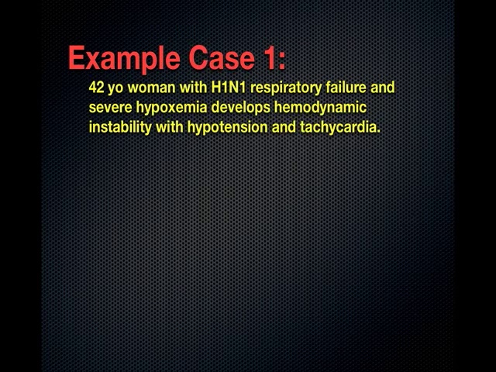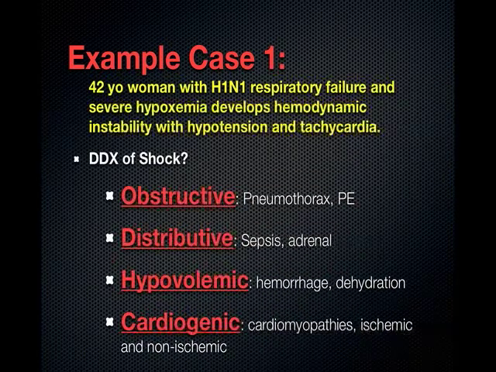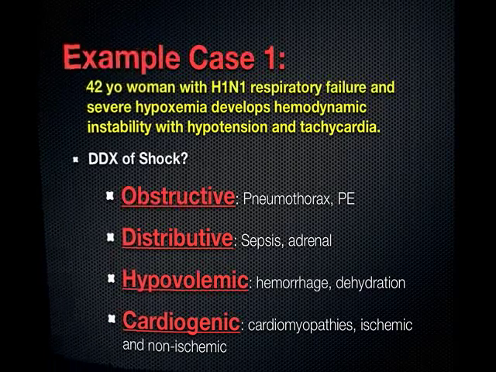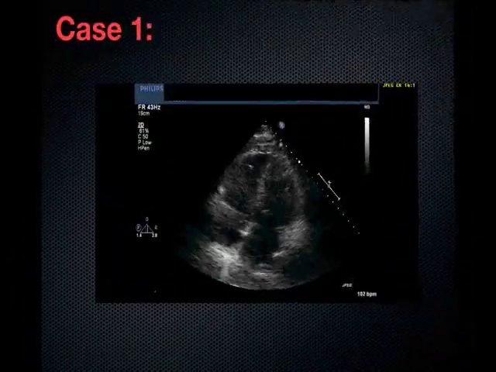A 42-year-old woman back in 2009 with H1N1 respiratory failure, severely hypoxemic. She was on 100% FiO2 with a PEEP of 18 on inhaled nitric. She developed hemodynamic instability, hypotension and tachycardia, but was too unstable to send for any tests. So at the bedside, we had to evaluate her for what was the etiology for shock. So this was the focus question we had, and in her it could have been any number of things. When we evaluated her, this is what we saw.